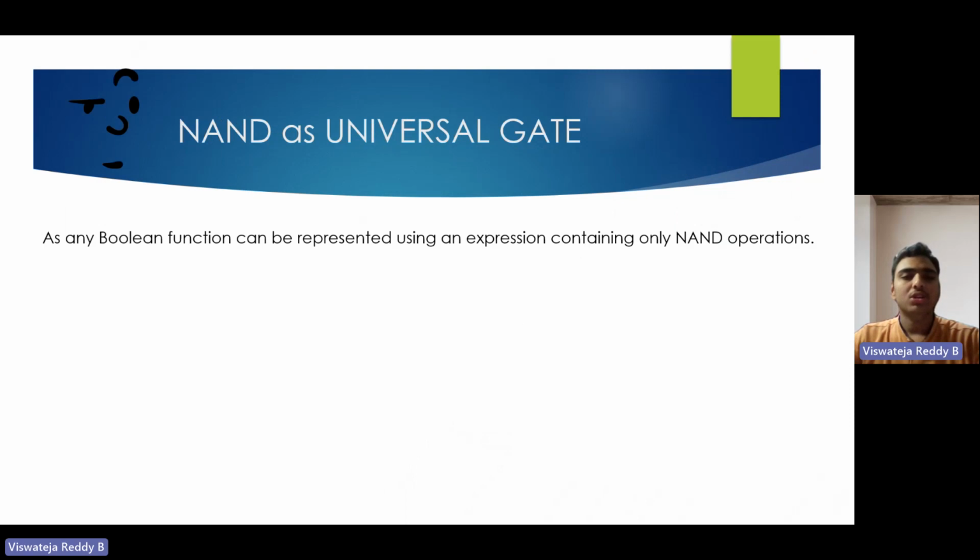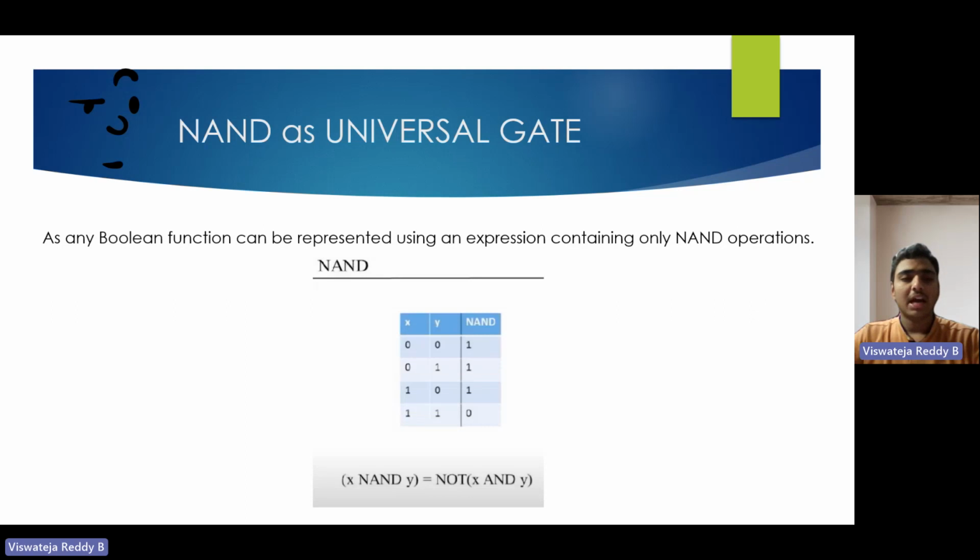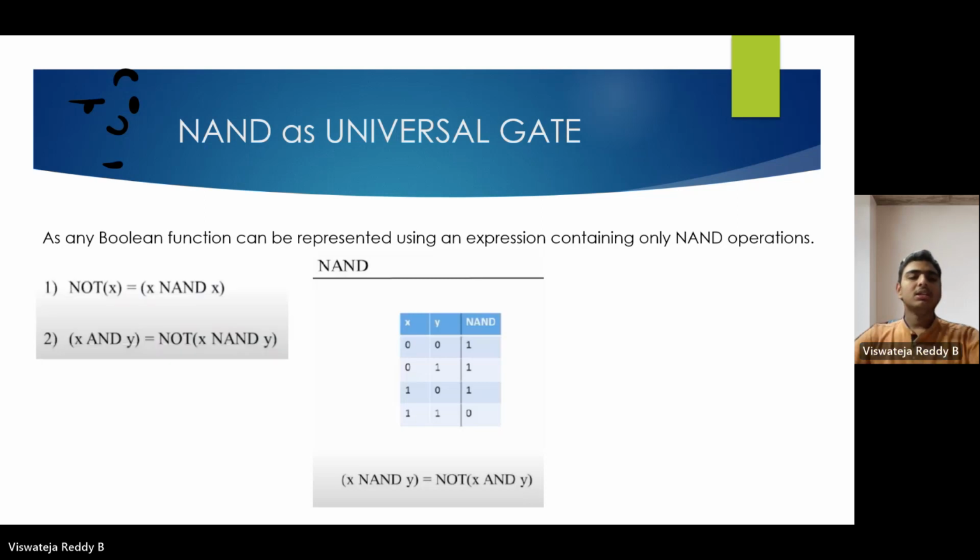As I told you, NAND is known as the universal gate. Why is it so? A Boolean function can be represented using an expression containing only NAND gates. That is, any expression of AND, OR or NOT gates can be represented using only NAND gates. Here is a truth table for the NAND gate, and x NAND y is equal to NOT of x and y. These are the representations of the NAND gate. NOT of x can be represented as x NAND x, and x and y can be represented as NOT of x NAND y.